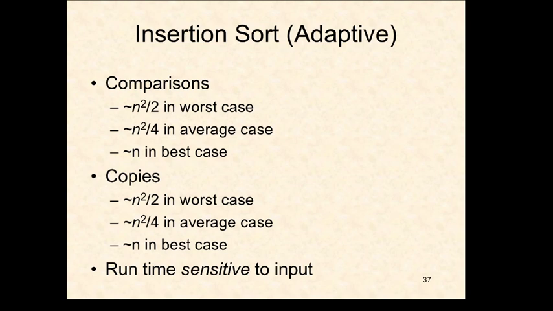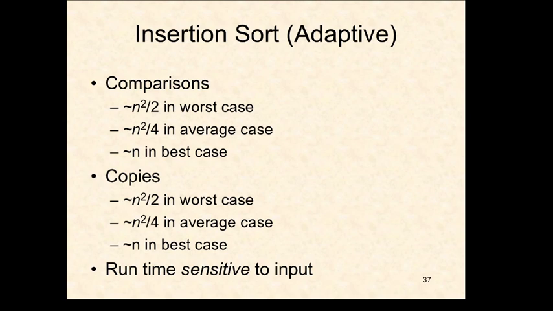Okay, so what about our adaptive one here? In our adaptive insertion sort, our final insertion sort here, the number of comparisons in the worst case doesn't change. It's still n squared in the worst case. In the average case, it's n squared over 4, but it's O of n in the best case.